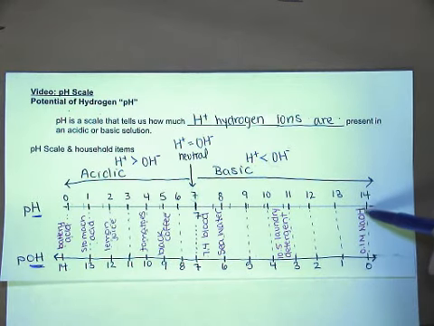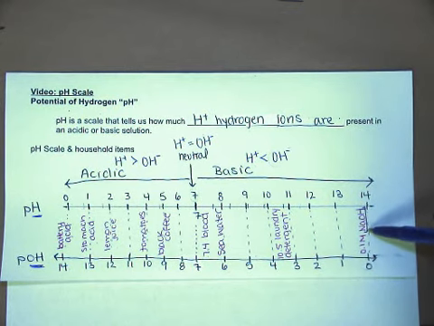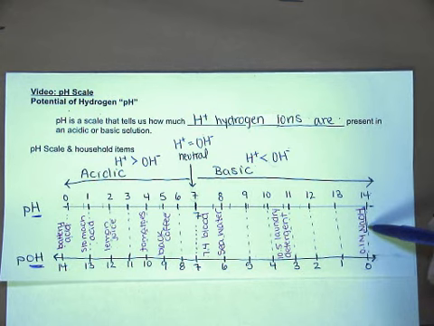If we're to look at something that's a base that we've learned about, sodium hydroxide is a very strong base. If I make a weak solution, so a very dilute solution of sodium hydroxide, that has a pH of 14 and a pOH of 0. So that's very, very basic.